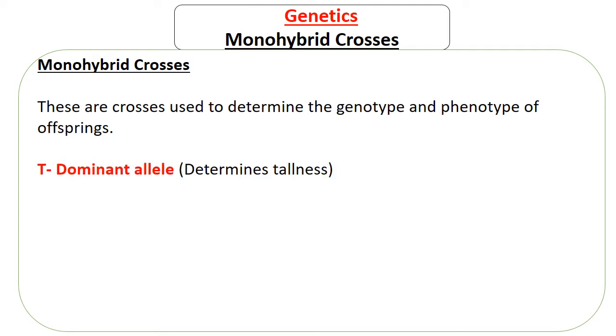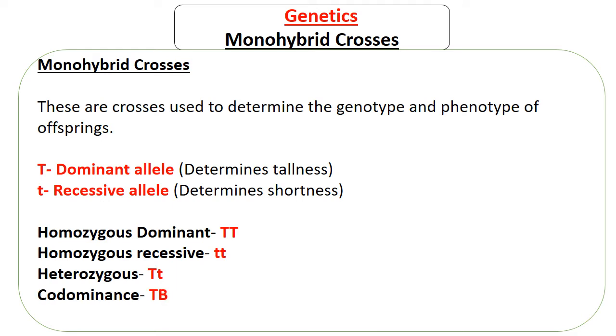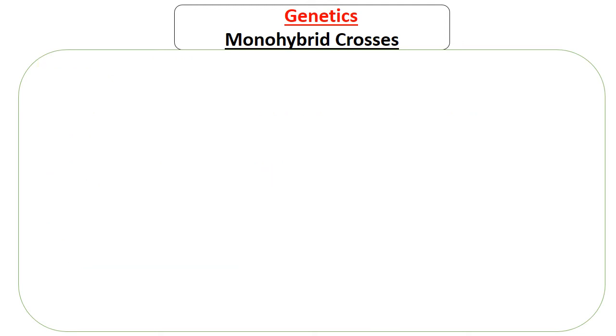A capital letter means dominant allele, in this case determines tallness. Then small letter t means recessive allele, in this case determines shortness, which is the opposite of tallness. Homozygous dominant: homozygous means they are the same, dominant means both are capital. Homozygous recessive, both are small, because recessive is small and homozygous means they are the same. Heterozygous means capital and small. Codominance, both capital.